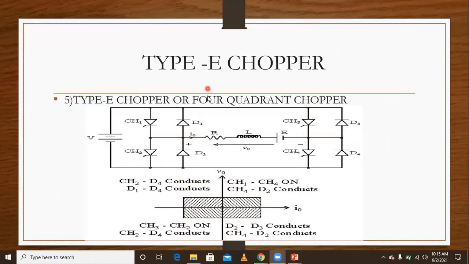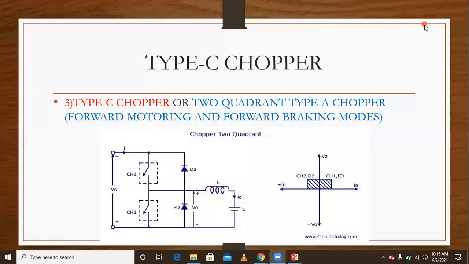So these are some simple introductions about different types of choppers. Today we will discuss the two quadrant type C chopper. It is operating in two regions: forward motoring and forward braking. In forward motoring mode, speed and torque are both positive, so the motor is rotating in one direction only, the motoring direction.